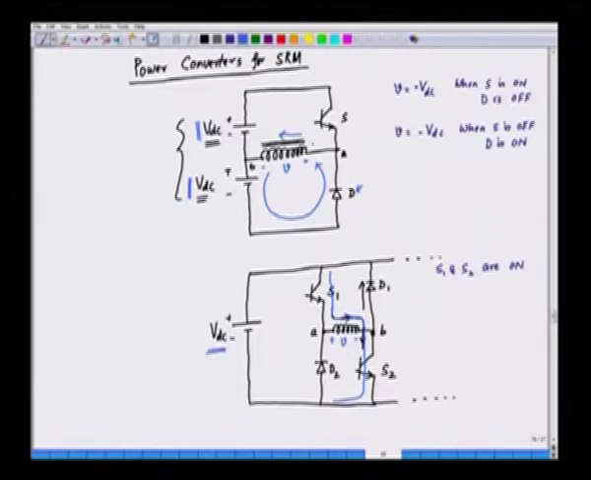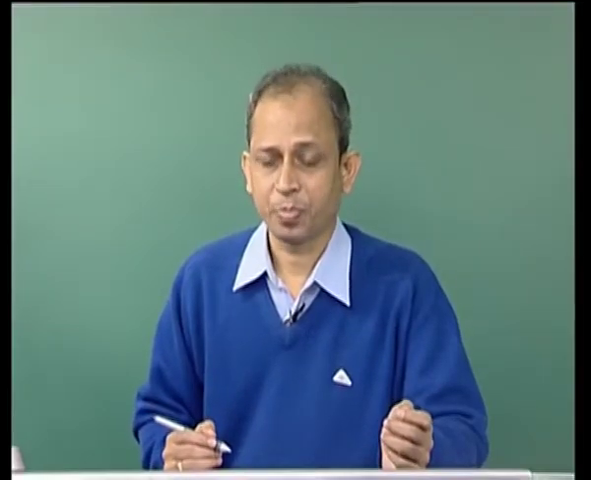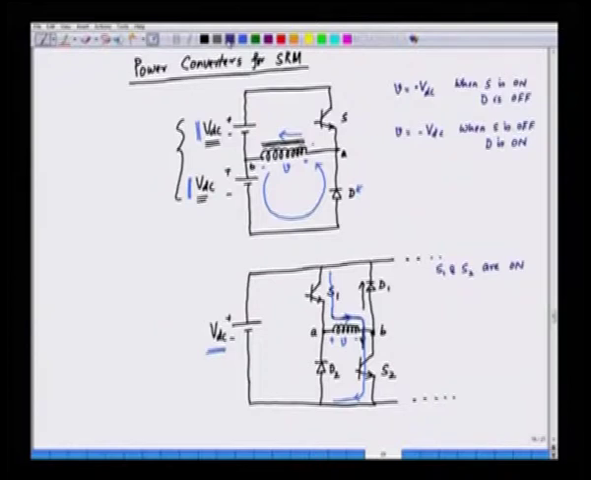So, the current flows through the switches, returns back to the source. So, as a result, we can say that V is equal to plus VDC, because this A is connected to the positive supply and B is connected to the negative supply, and hence the voltage V is plus VDC. And when we turn off the switches, let us go to the second situation.